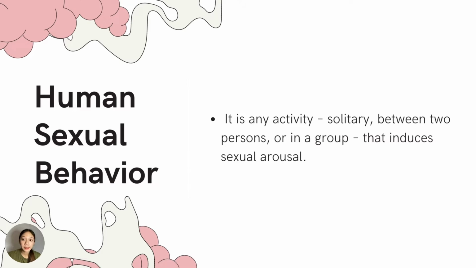As sexual beings, it is likely for human beings to engage in sexual activities. Okay, class, please be open-minded with our discussion for today's video. So, human sexual behavior is what? It is any activity, solitary, between two persons, or in a group that includes sexual arousal. Okay, ano daw? Pwede dito yung sexual intercourse.